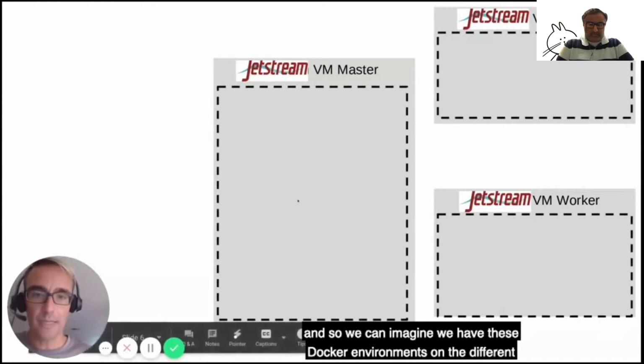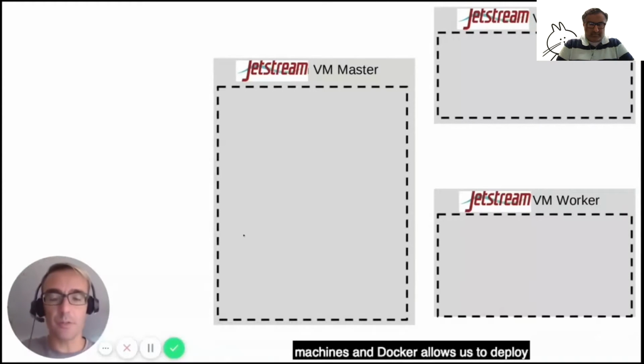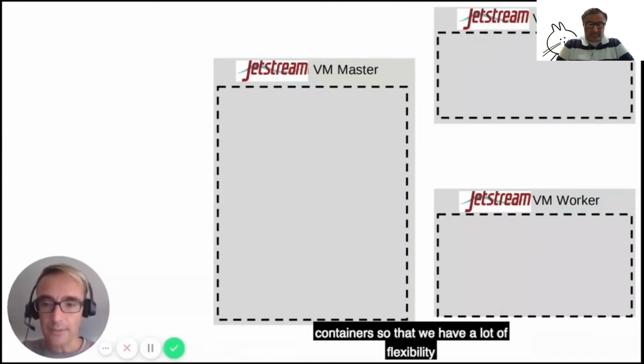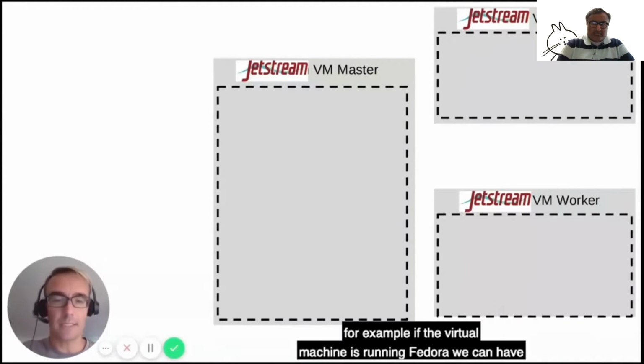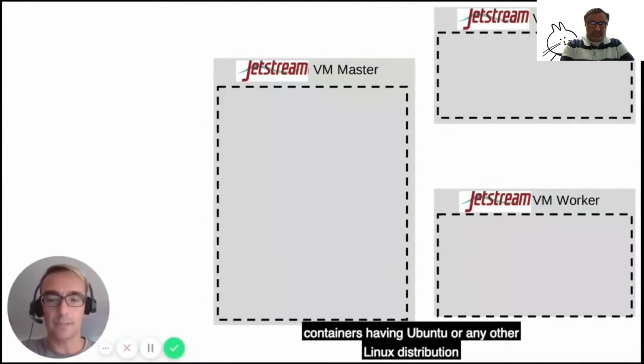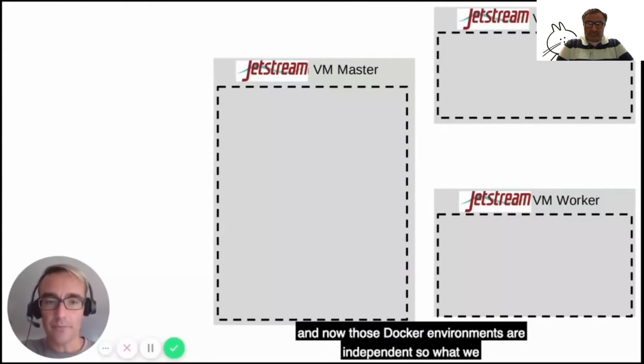And so we can imagine we have these Docker environments on the different machines. And Docker allows us to deploy containers so that we have a lot of flexibility. We can deploy, for example, if the virtual machine is running Fedora, we can have containers having Ubuntu or any other Linux distribution. And now those Docker environments are independent.